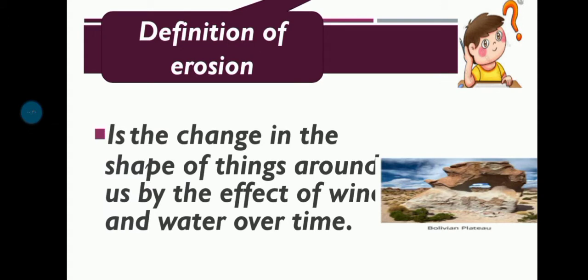Definition of erosion. Erosion is a change in the shape of things around us by the effect of wind and water over time.